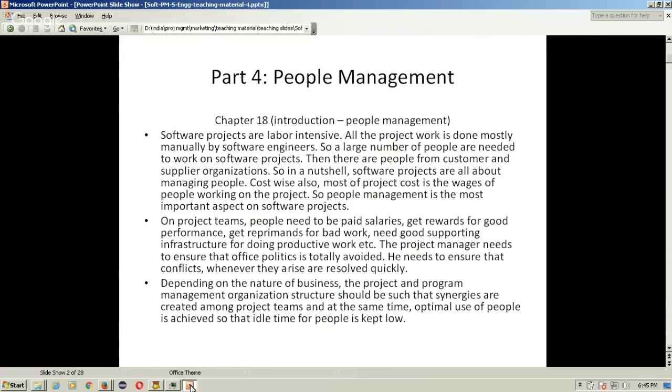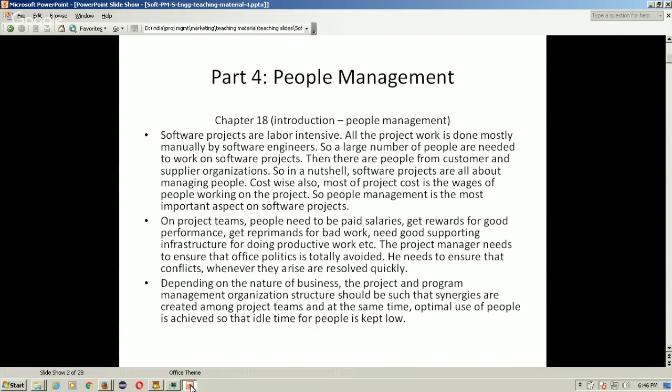Software projects are labor intensive. All the project work is done mostly manually by software engineers. So a large number of people are needed to work on software projects. Then there are people from customer and supplier organizations. So in a nutshell, software projects are all about managing people. Cost wise also, most of the project cost is the wages of people working on the project. So people management is the most important aspect on software projects.